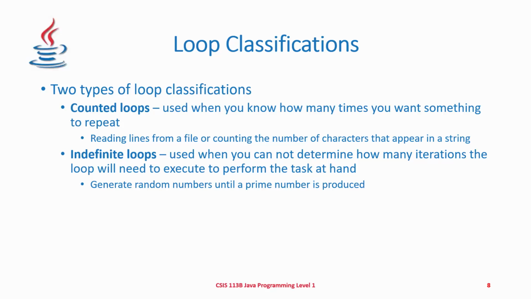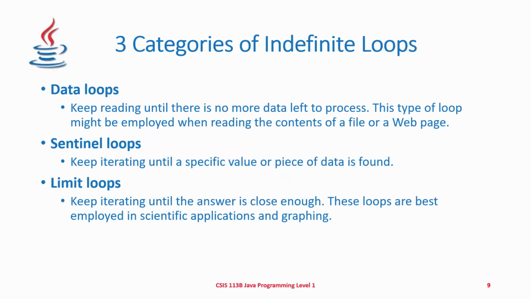And then also another classification would be indefinite loops, which we use when we can't determine how many iterations the loop will need to execute before performing the task at hand. Good example here, generating random numbers until a prime number is produced, or counting characters in a string until the period is located.